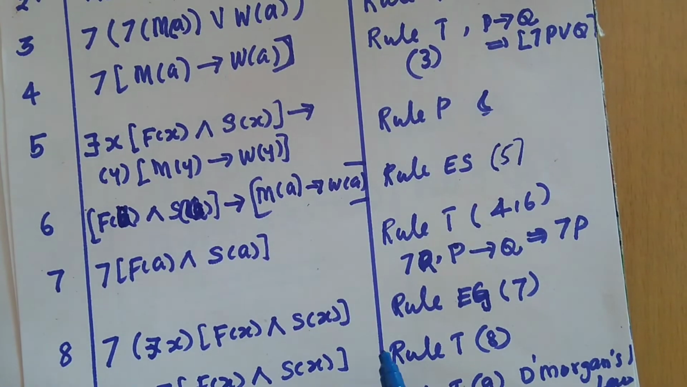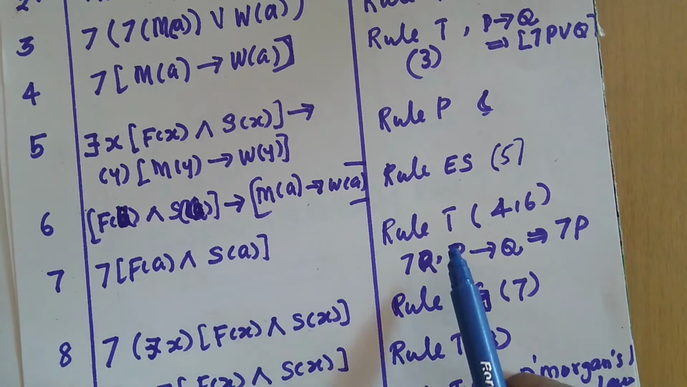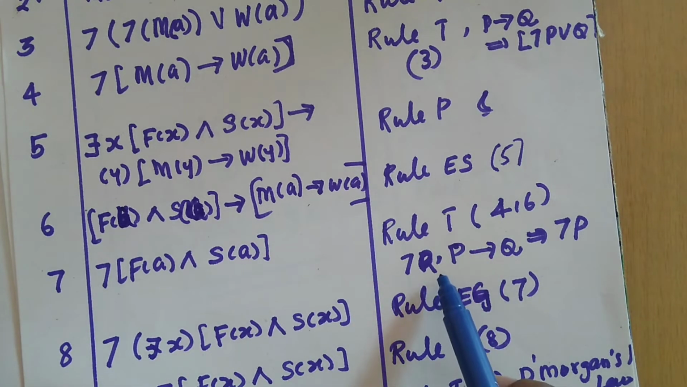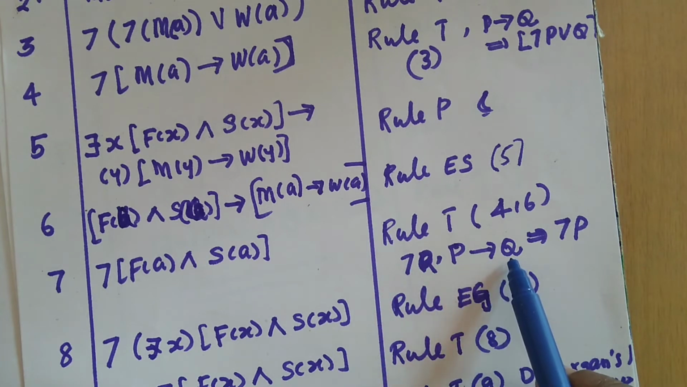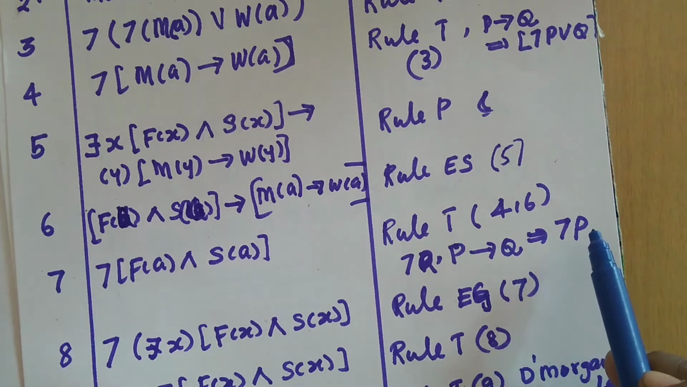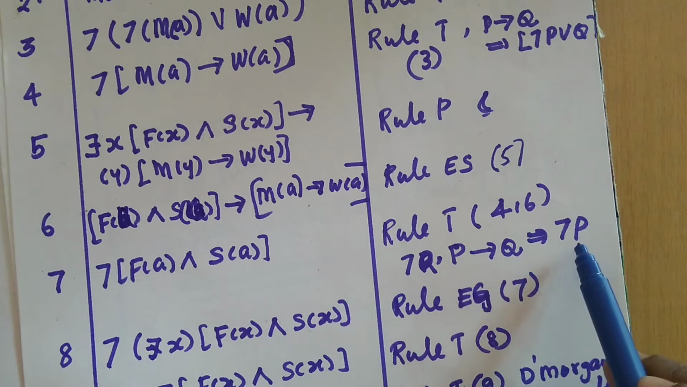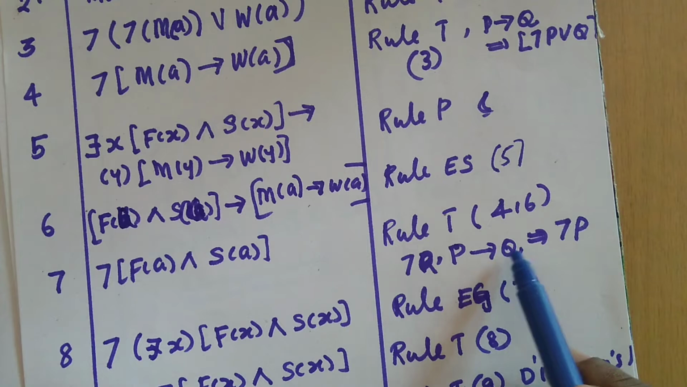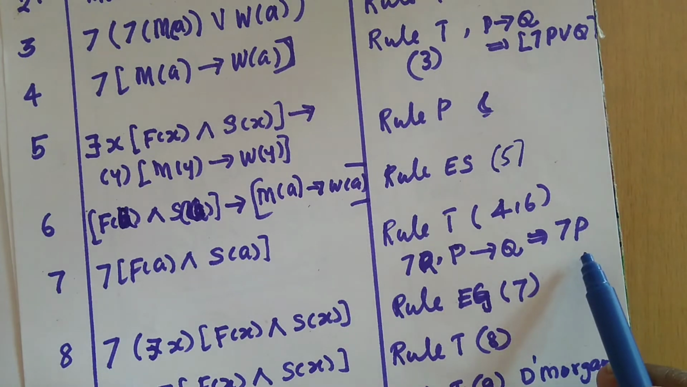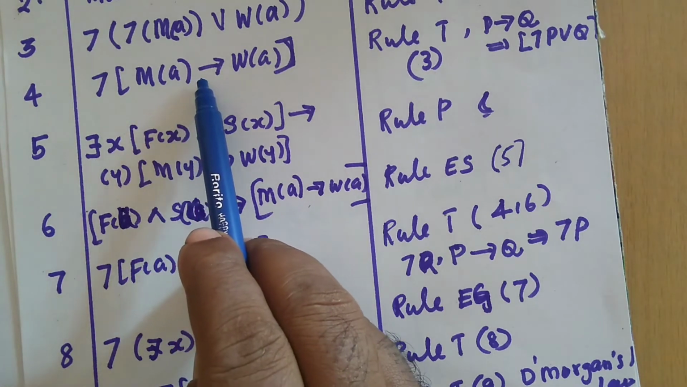Now negation of F of a and S of a. This is the formula rule T. What is the formula? Negation Q, comma, P implies Q, that implies negation P. Its actual meaning is: negation Q and P implies Q, then it is negation P. That means already we have negation of M of a implies W of a.